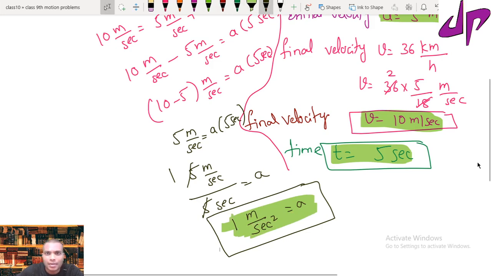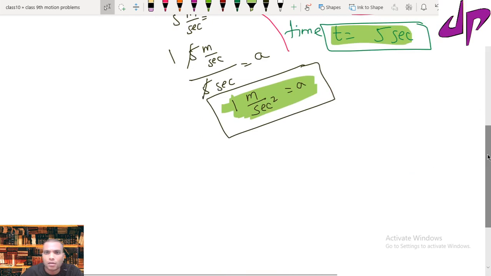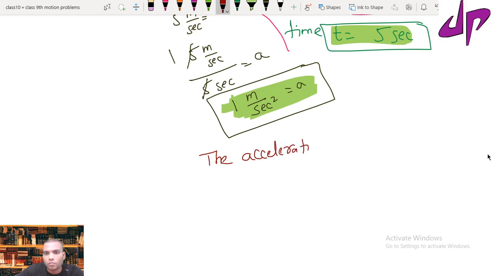So I can write here, the acceleration of the car a equal to 1 meter per second square.